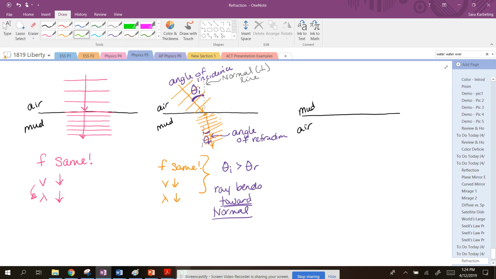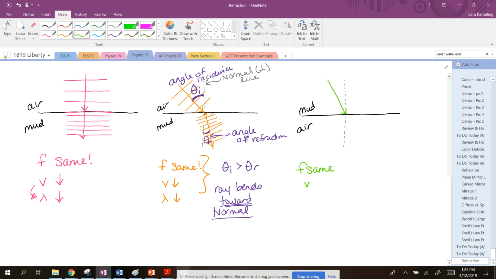I'm going to go ahead and draw my incident ray. Here it comes. It's coming in. I'm going to draw my normal line. Before I do anything else, I just want to write down a couple things. This one's a little different than this one. In this case, when I'm going from the mud to the air, what happens to the frequency? Nothing, right? Not a trick question, just make sure we're paying attention. The frequency still stays the same.